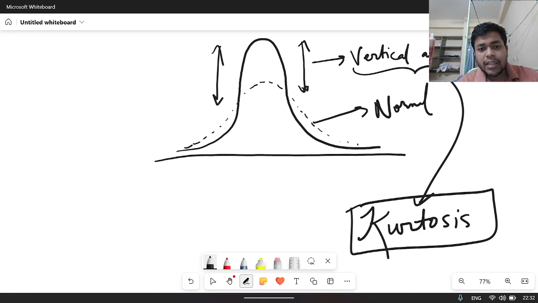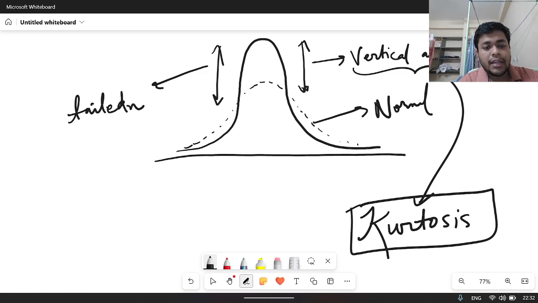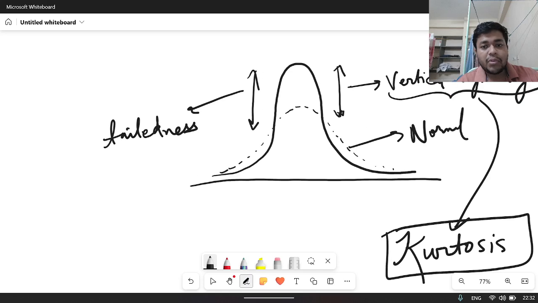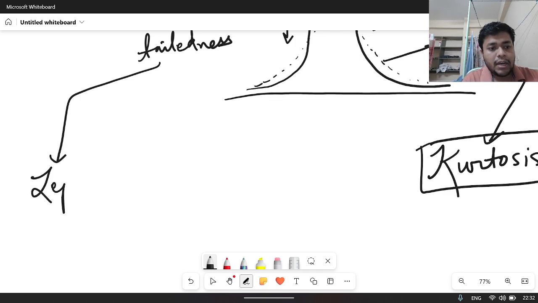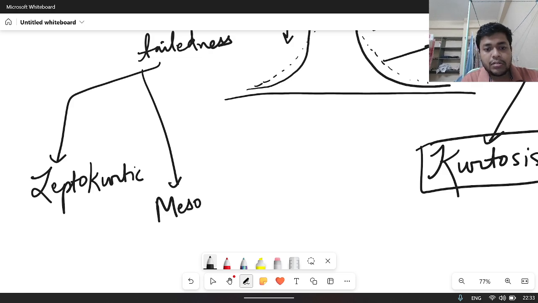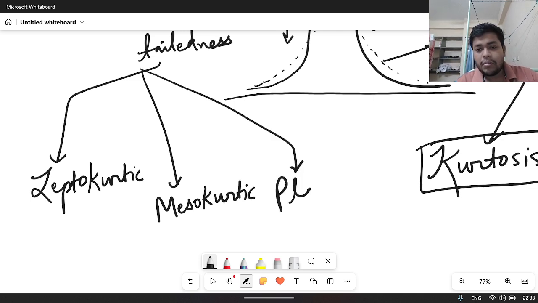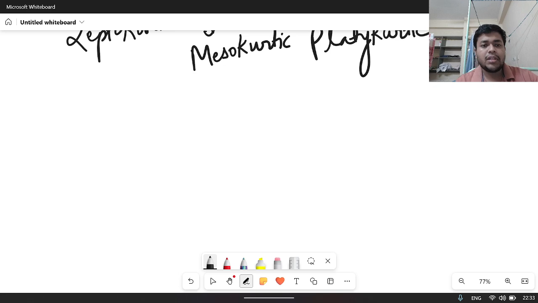This is like a tail, right? It is like a pouch, we say. It is like a tail. So this is also called tailedness. Depending upon how much tailedness there is, there are three terms you need to remember. Lepto, okay, write this term: leptokurtic. Kurtic comes from kurtosis. Meso, kurtic, and if I'm not wrong, platy, yeah, it was platykurtic. This will be the end of today's class.